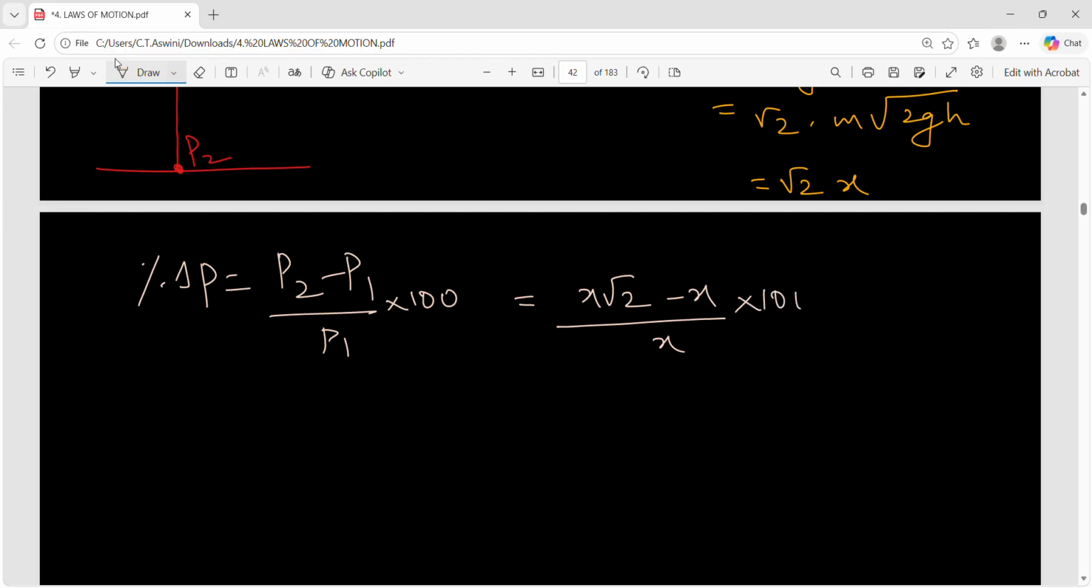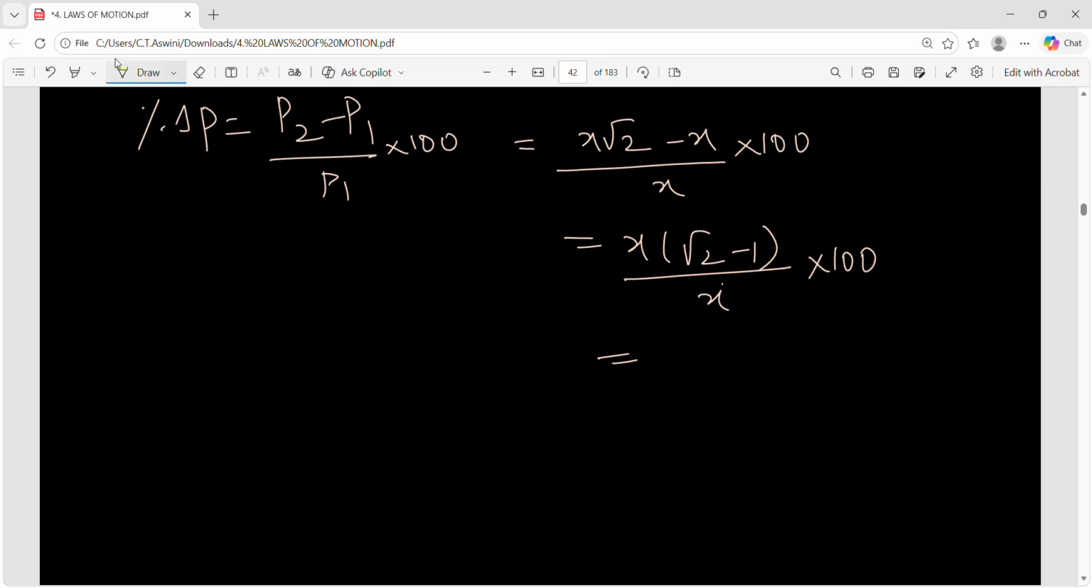Now just substitute P2 is x root 2 and P1 is just x, by x into 100. So how much will you get? Numerator x, take it out common, will get root 2 minus 1 by x into 100. So what gets cancelled here?